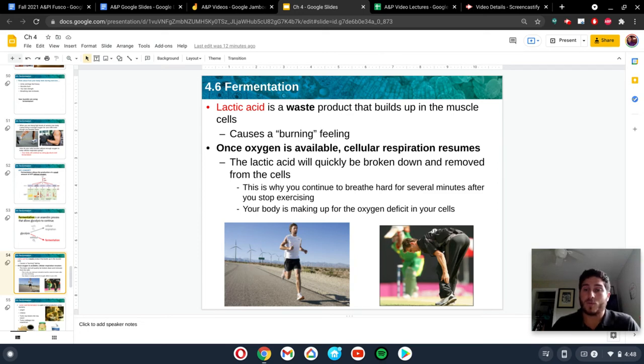It's no longer 1 + 1. It's no longer glucose and oxygen. Now it's just glucose. We're going to get a different outcome. So in this case, we are going to create something new. We're also going to create lactic acid. Lactic acid is a waste product that is going to build up in our muscles. This is that feeling you get when your muscles start to feel like they're burning.